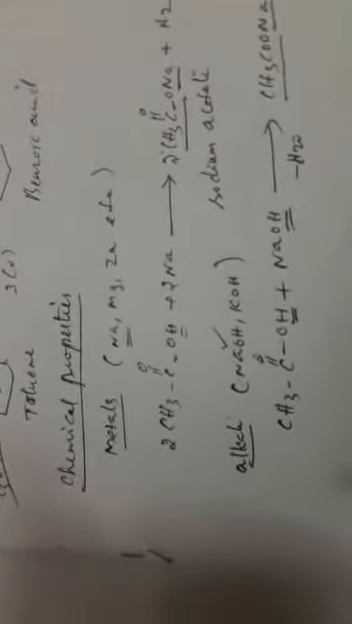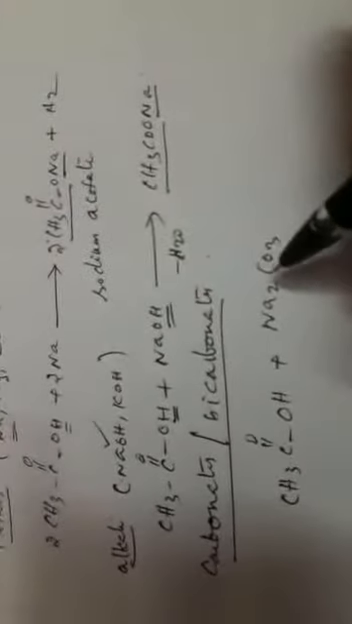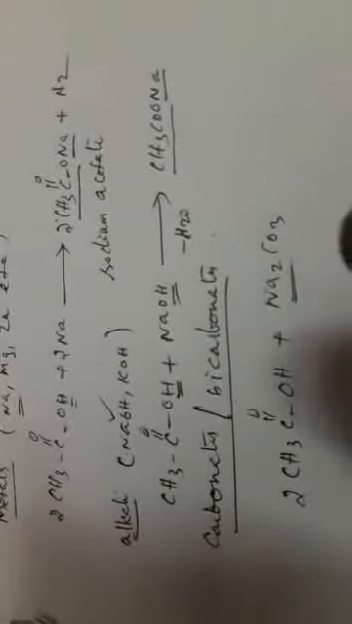Next, reaction with carbonate and bicarbonate. This reaction is a test for carboxylic acid. See the reaction. CH3C=O OH, acetic acid. Carbonate used is mainly sodium carbonate, Na2CO3, so 2 times will be present. So here write 2 times.